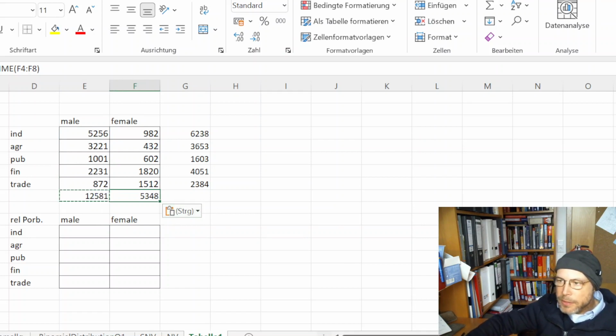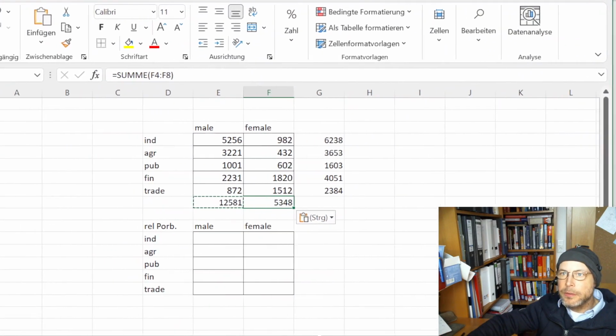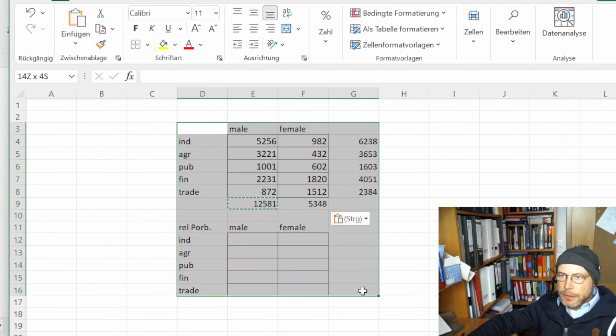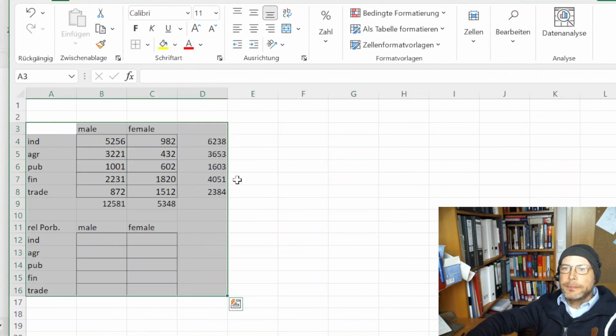Oh, you don't see the formulas. So we have to go here, and hopefully this will work. Yes. And now you see the whole setup.